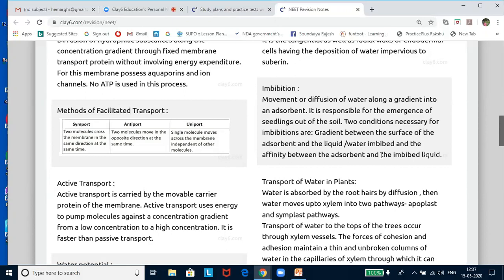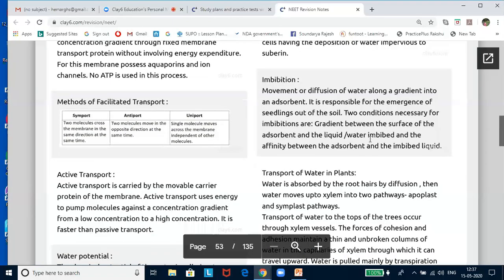In conifers, root hairs are either totally absent or poorly developed, and these roots occur in association with fungal hyphae, that is mycorrhiza. So the fungus will take the water and supply it to the vessels.